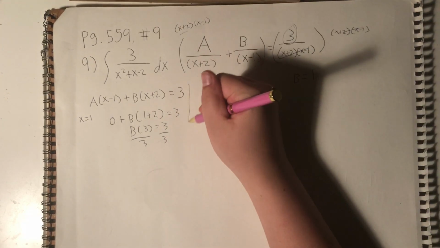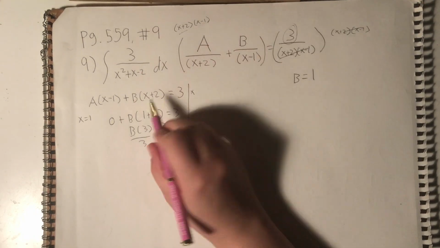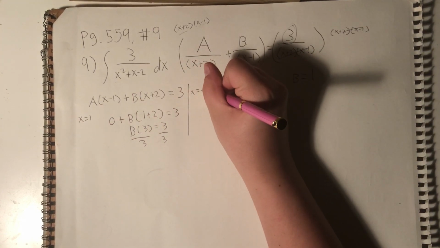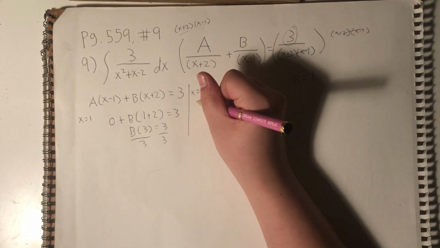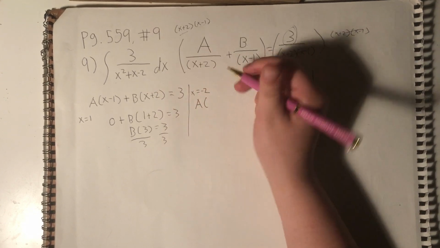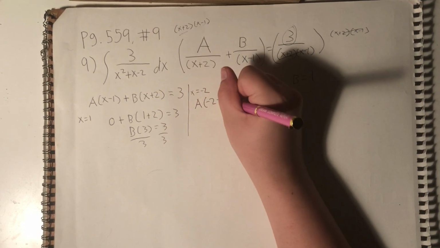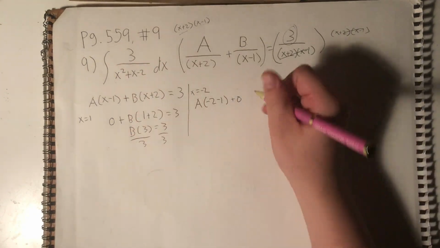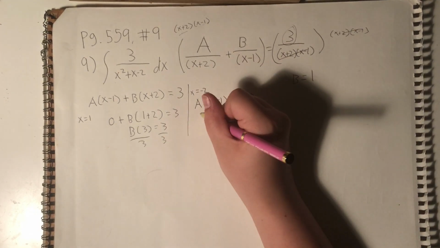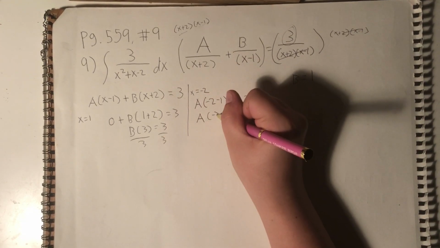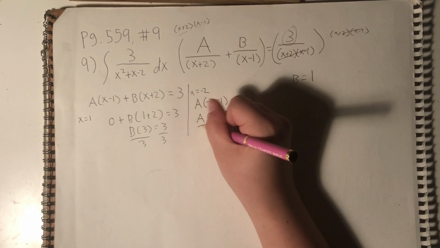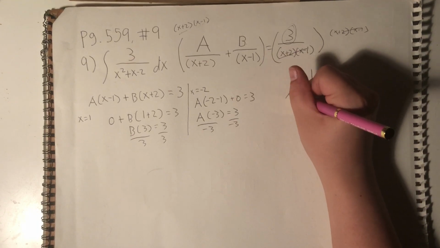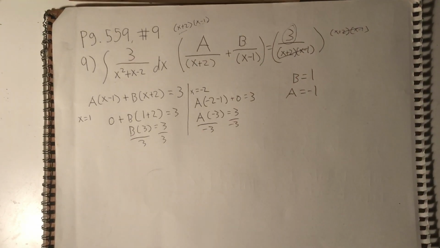Great. Now we're going to make our x equal to negative 2 in order to make this 0. So we'll make x equal to negative 2. In this case, we'll have A times negative 2 minus 1 plus 0, because this will cancel out right here, equals 3. All right. Now we have A times negative 3, which equals 3. Divide both sides by negative 3. And A we're going to have equal to negative 1 as our final answer.